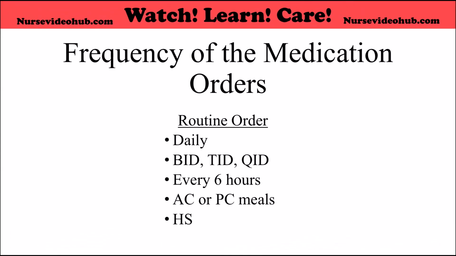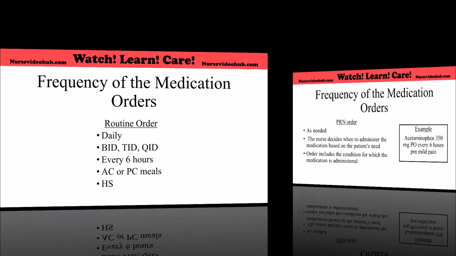Routine meds are medications taken on a regular basis. The frequency of routine medications can be specified in terms of how many times a day, such as once daily, BID twice a day, TID 3 times a day, QID 4 times a day. The frequency may be specified in terms of how often it occurs during the day, such as every 6 hours. You'll also see special timing instructions like AC, before meals, PC, after meals, HS, at bedtime.